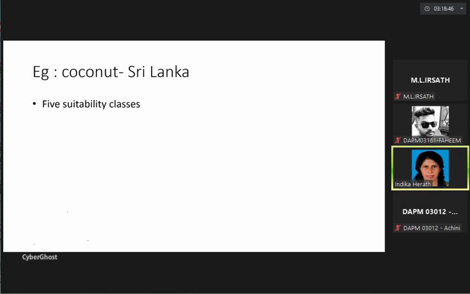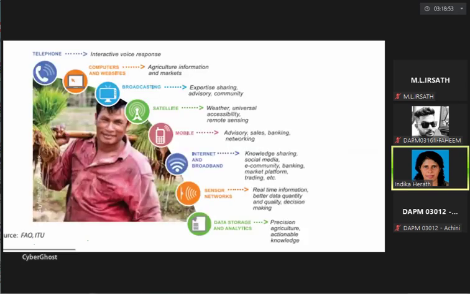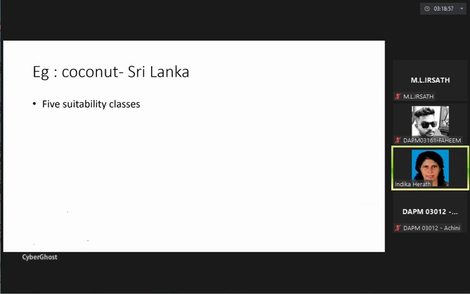For coconut, they have a classification. There are 5 classes. Generally, for most crops we have 3 classes, but for coconut there are 5 suitability classes: S1, S2, S3, S4, and S5. So all these 5 classes are considered to be suitable, and there are N1 and N2, which are not suitable, right? Yes, those are the land suitability classes.